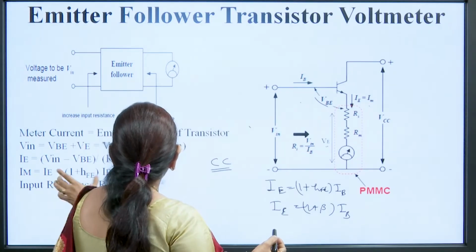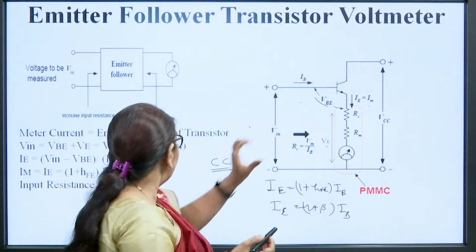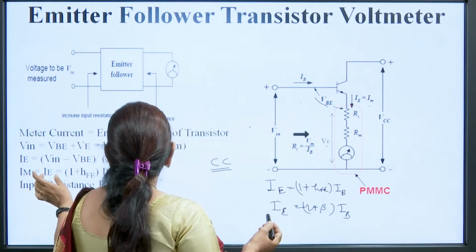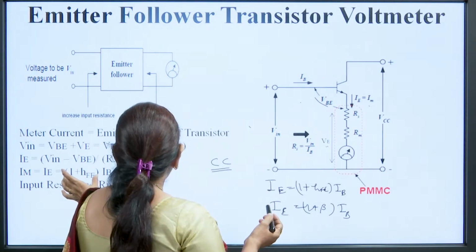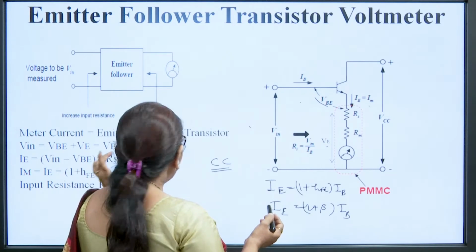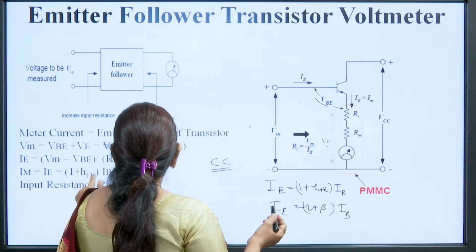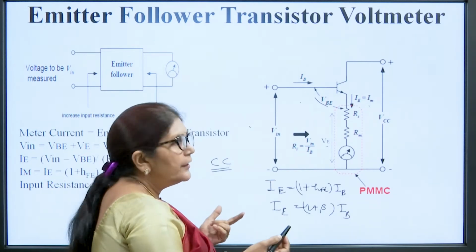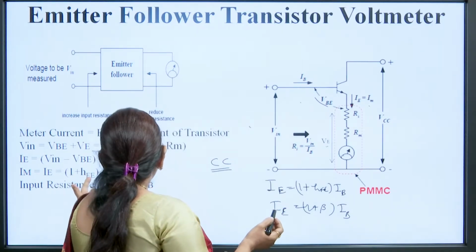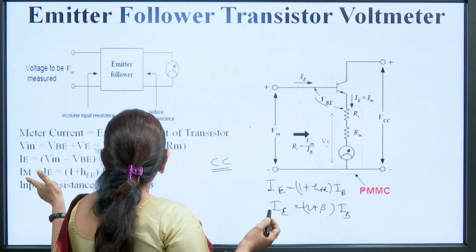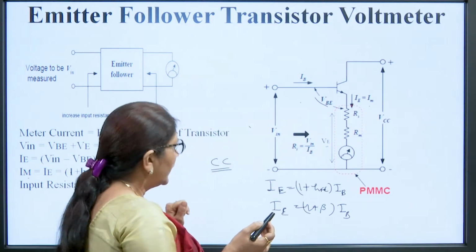Now, if we find the relationship for the meter current, because it is the emitter current of the circuit, this meter current is equivalent to the emitter current of the transistor, and it is equal to 1 plus HFE, where HFE is the current gain of the amplifier, into IB. Since the value of HFE is very high, approximately 50 to 150, we can ignore the 1. So, the meter current Im is approximately HFE into IB.